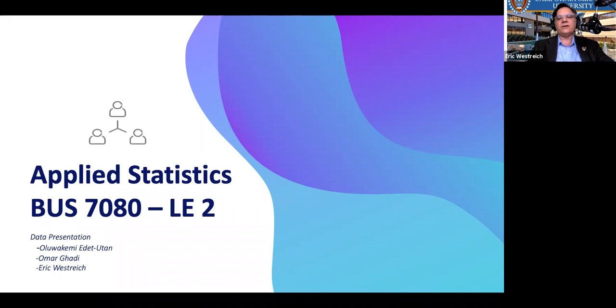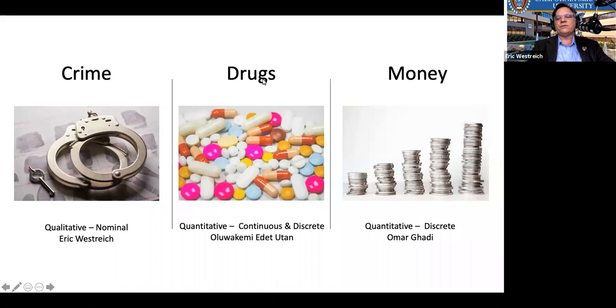And we looked at the data we thought was most important to society. What we came up with was crimes, drugs, and money. They're different data for different things, but we felt they had the biggest impact on society and our lives. We looked at qualitative data, nominal, quantitative, both continuous and discrete.